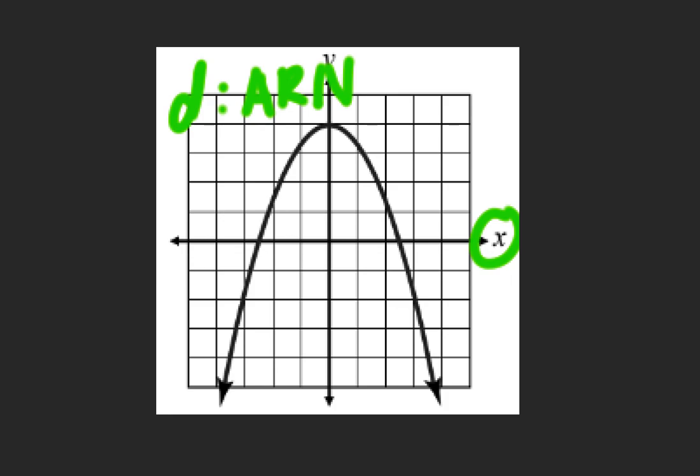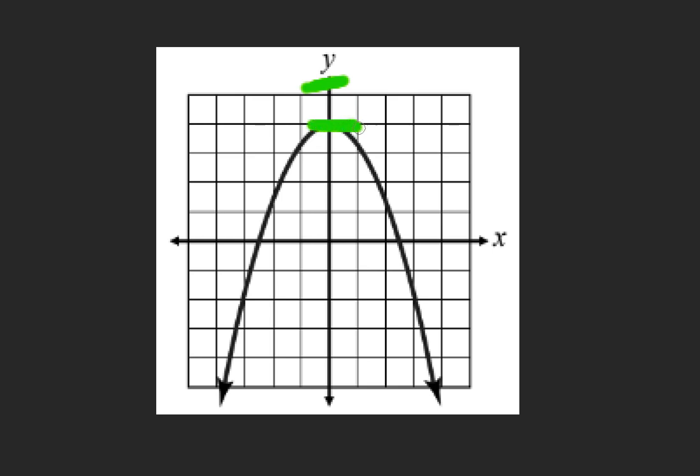Okay, now that we've established that, let's go ahead and do range. My range, if you remember, is going to be all of our y values. So let's go to the very top of this graph. I'm looking at this y value right here. 1, 2, 3, 4. So I'm going to be at 4. Since this is a downward facing graph, that means all the y values are going to be less than or equal to 4.